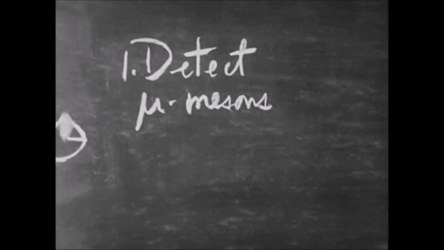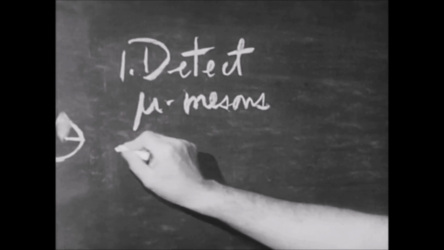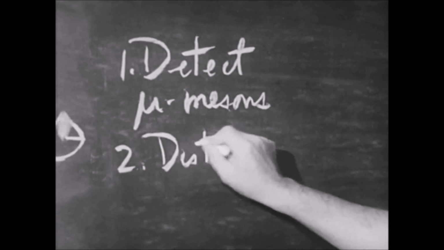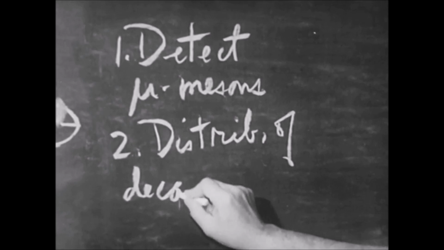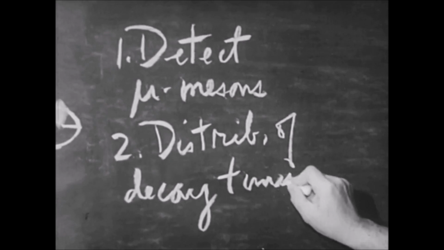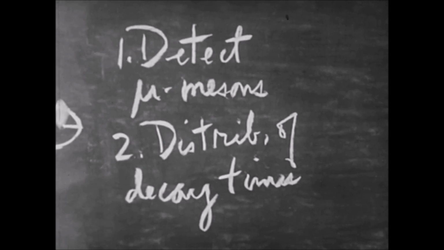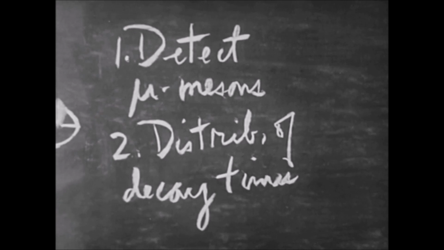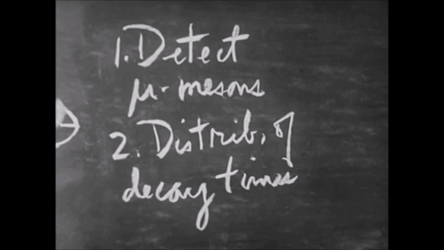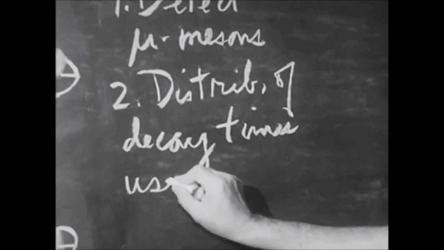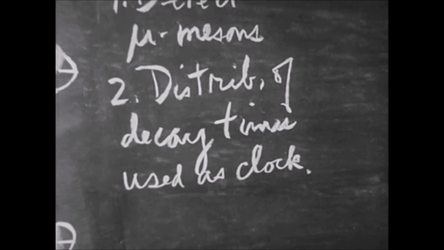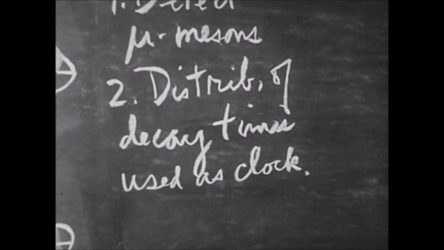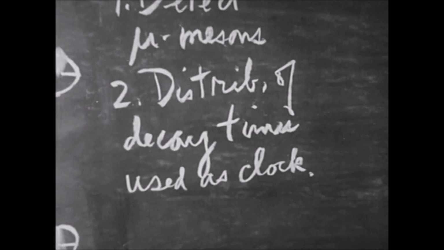Then we'll stop some of these mu-mesons to measure the distribution of their radioactive decay times. As you'll see, this will enable us to use these mesons to measure time intervals. So, distribution of decay times used as clock. Finally, we'll use these meson decay clocks to measure time dilation.